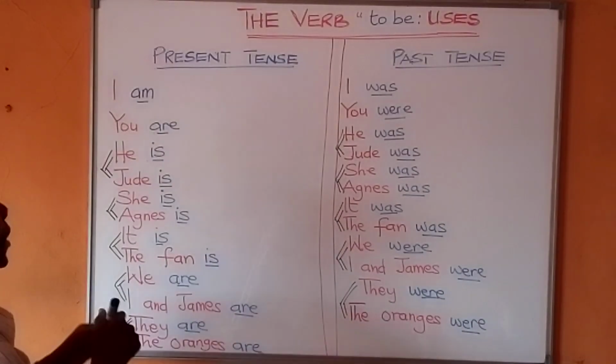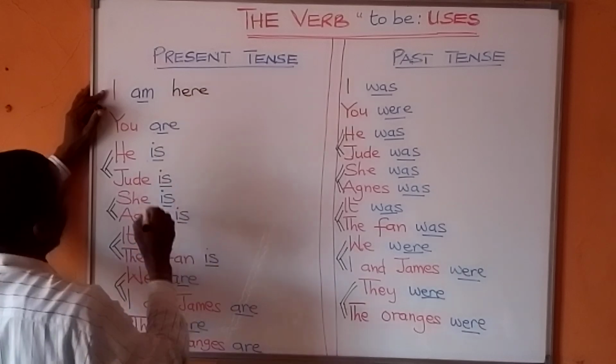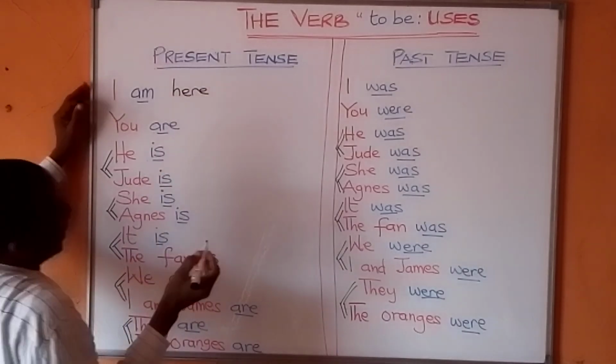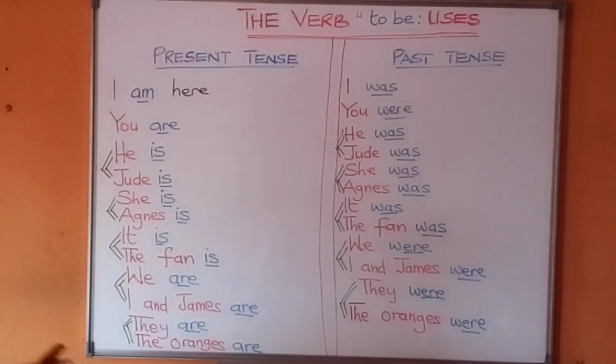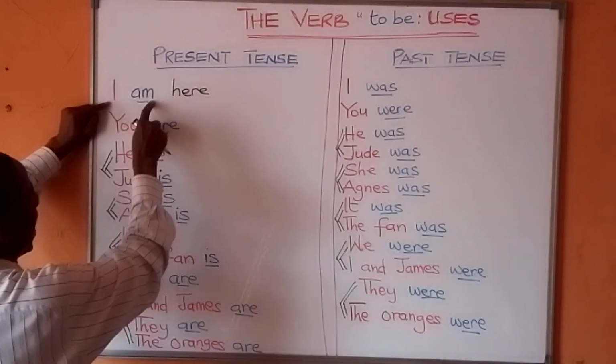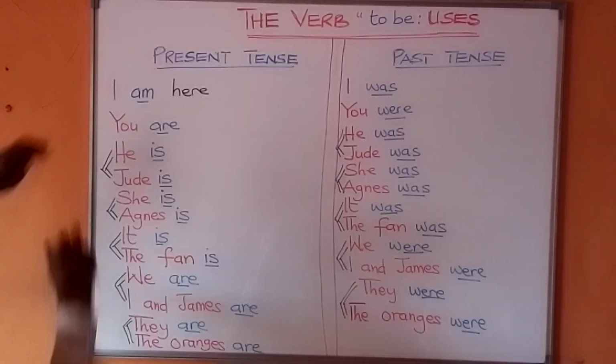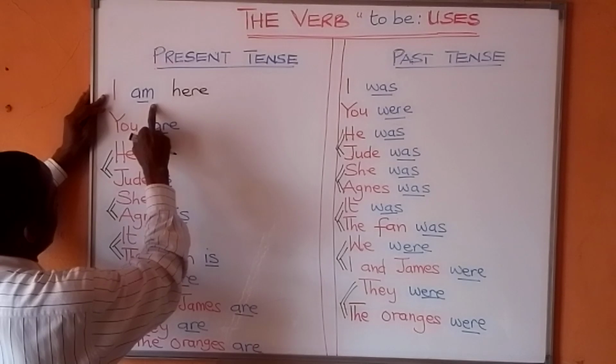I am. You can say I am here. I am in the car. I am running. I am going home. The moment you say I, you say am. I am walking to school. I am going to market. I am cooking. I am in the kitchen. I am going home. I am waking up. I am reading. So, you see, I am.